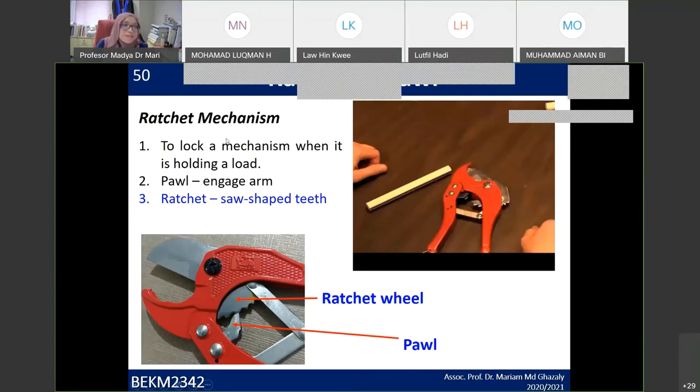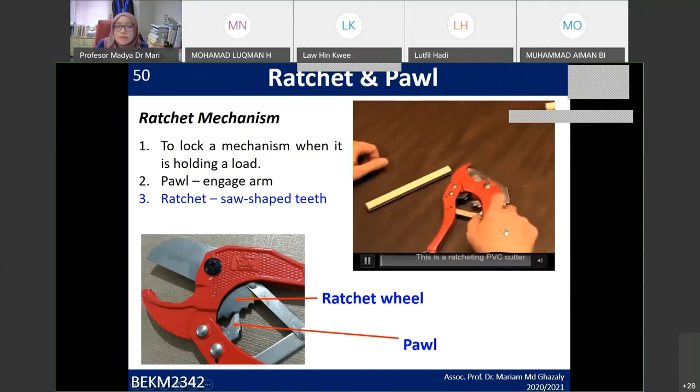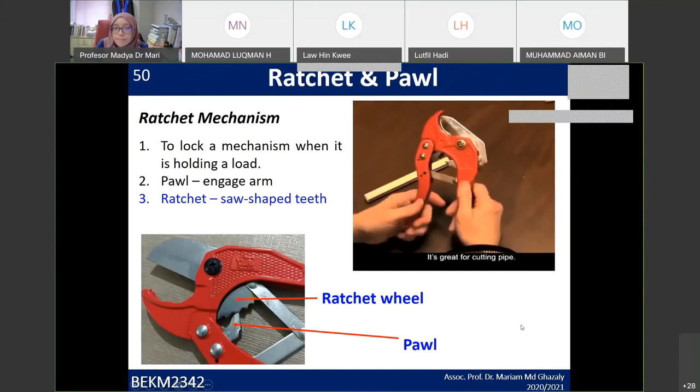Okay, a ratchet mechanism is to lock a mechanism where it is holding a load. So you have the ratchet over here, it looks like the gearing, and you have the pawl here. So let's look at how it moves. This is a ratcheting PVC cutter. It's great for cutting pipe.